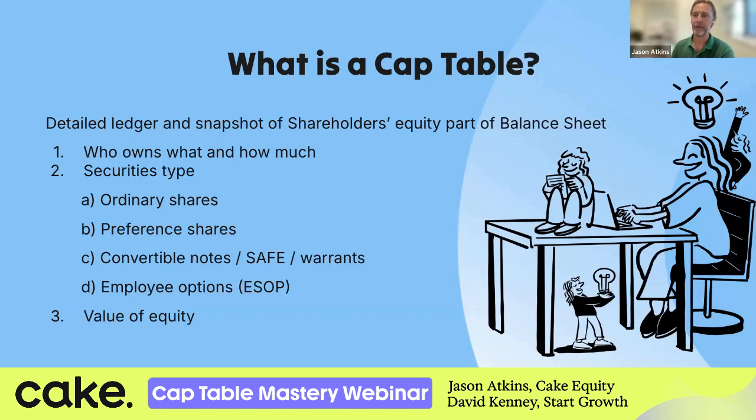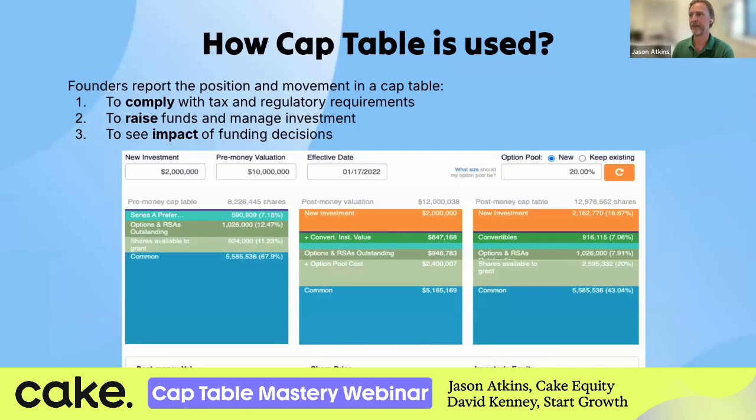And we're trying to work out what that's worth as well, right? So, hey, if you own 10% of a $10 million company, great, you've got $1 million worth of equity. So that's kind of the real basics.